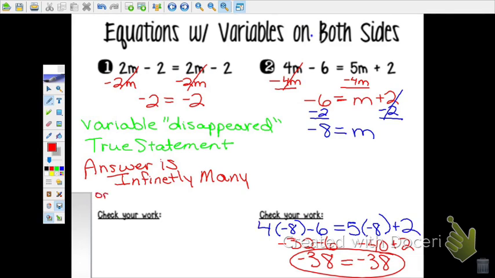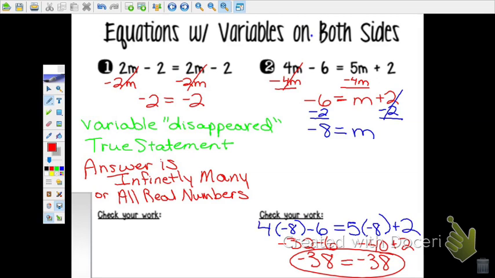or some textbooks, some printed material will say all real numbers. We usually use the words infinitely many. But again, if you see something about all real numbers, what this means is that any number works. Okay? No matter how big or small, positive or negative, whatever you put in place of m is going to make a true statement because the left and right sides are exactly the same.